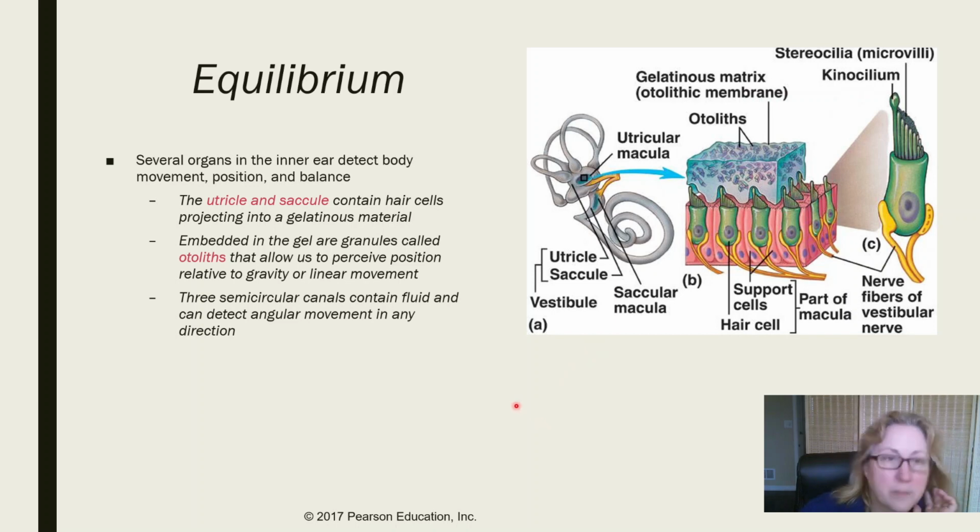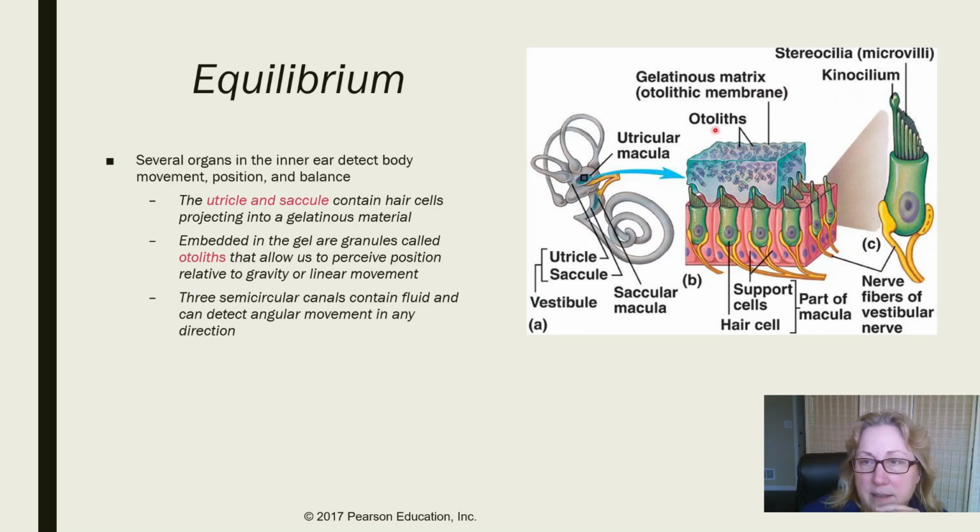So our equilibrium doesn't use the cochlea, but it uses a nearby connected area. And there's really two things. There's a sensation of gravity that comes from the utricle and the saccule, which are closer to the cochlea. And then there are the semicircular canals. That's how we detect motion of our head, not anything else. And we detect gravity with the utricle and the saccule.